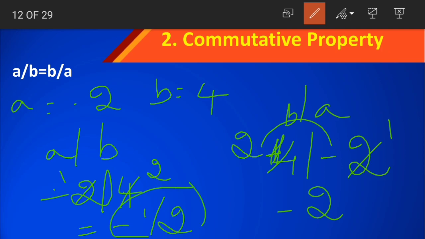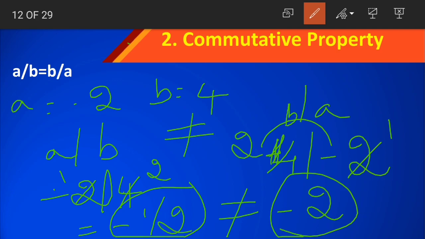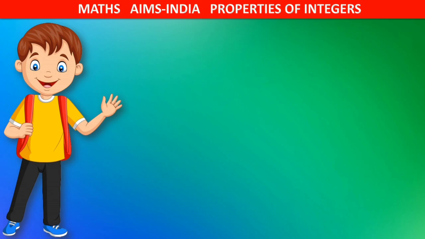Look at this here. LHS is minus 1 by 2. RHS is minus 2. Are these two equal? No. So we can say that A by B is not equal to B by A. So the division of integers does not follow commutative property. Is this clear class? What is commutative property? Even though we change the order of the integers in any mathematical operation, the answer should be the same. The answer should not differ. If the answer differs, then the operation is said to be not following commutative property.